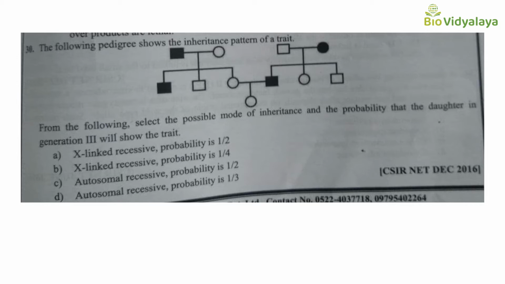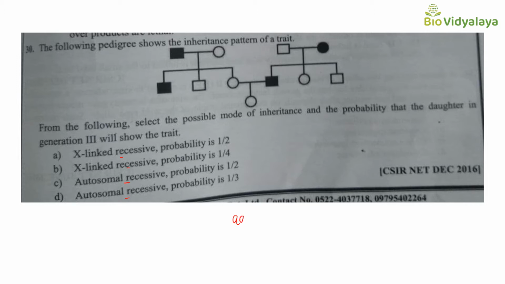Option B, X-linked recessive, probability 1 by 4. Option C, autosomal recessive, probability 1 by 2. And option D, autosomal recessive, probability 1 by 3. Here the options are X-linked recessive and autosomal recessive. So we are confirmed that this is a recessive trait, but we have to confirm whether it is X-linked or autosomal recessive.